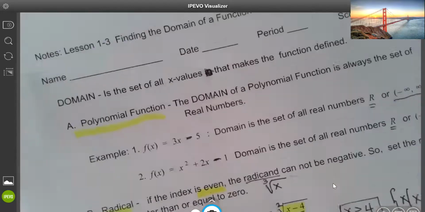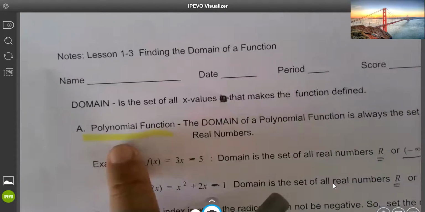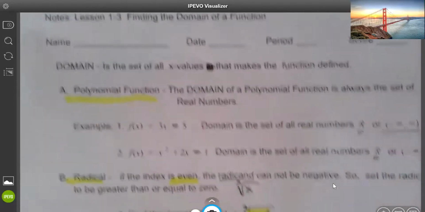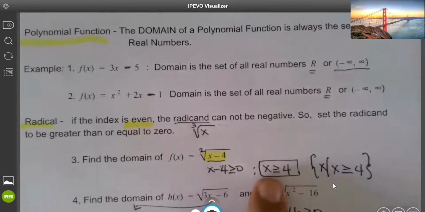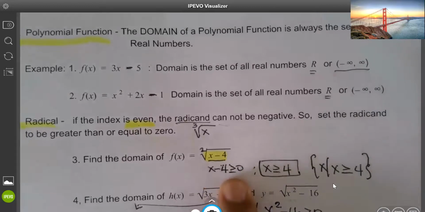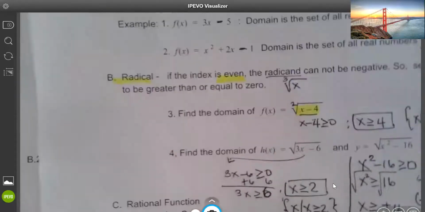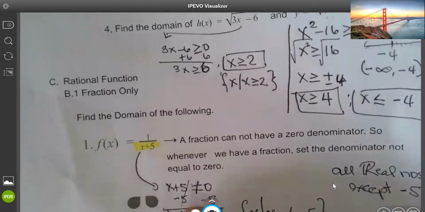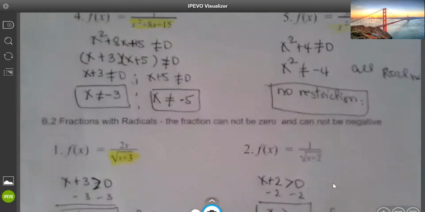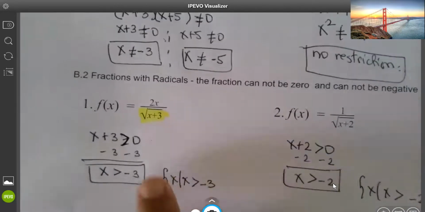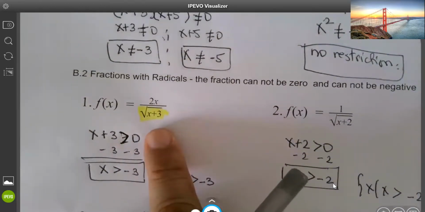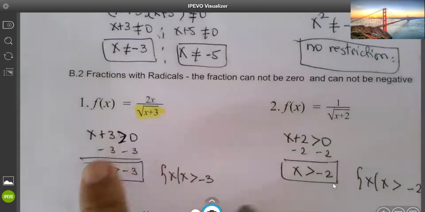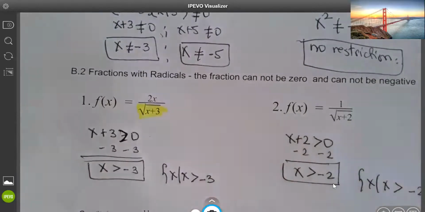So it depends. As a review, if it is a polynomial function, the domain is all real numbers. If it is a radical, set the radicand to be greater than or equal to 0. If it is a fraction, okay, set the denominator to be not equal to 0. If it is a fraction with a radical denominator, okay, this one cannot be equal to 0, but it has to be greater than. So set the radicand to be greater than 0.